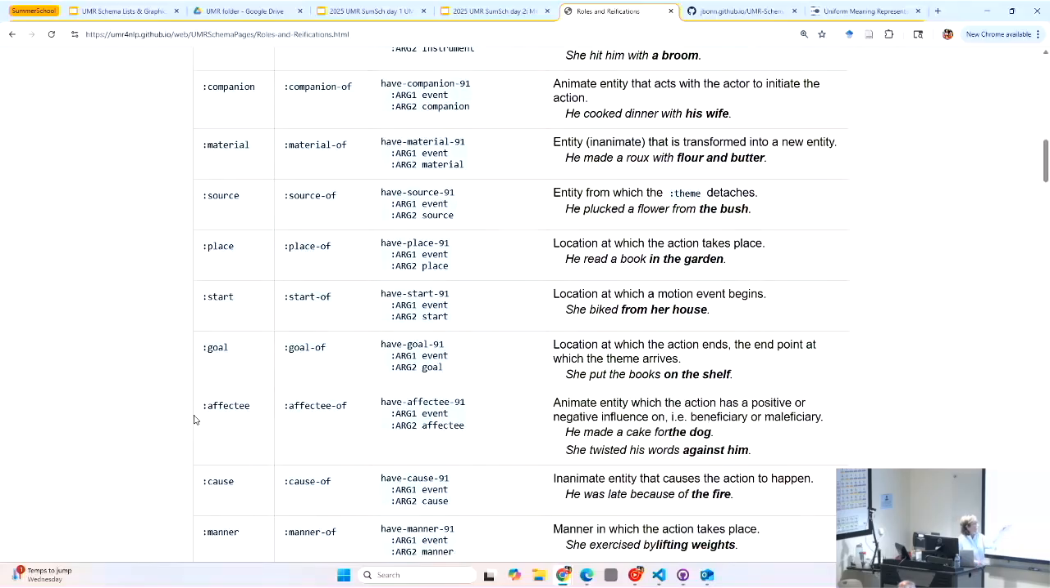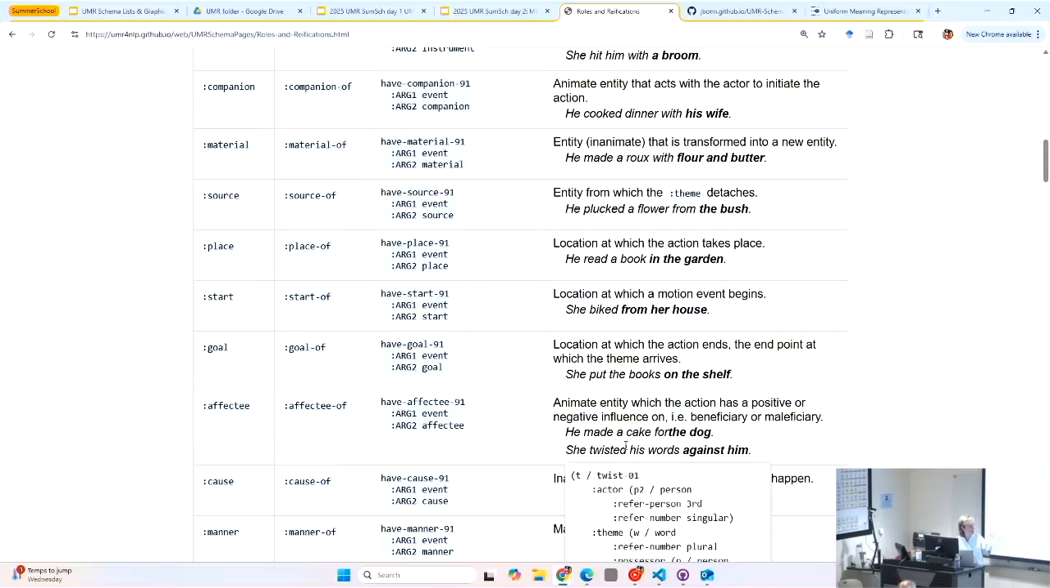Affectee, so in AMR we had beneficiary, but we also needed to capture maleficiaries. So she twisted his words against him. That's a maleficiary. So affectee is the parent term for both.